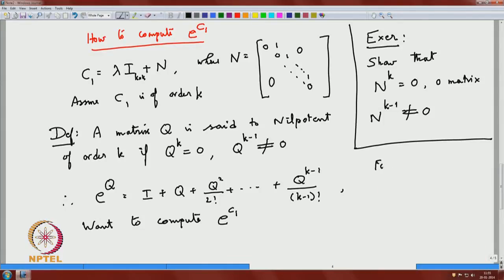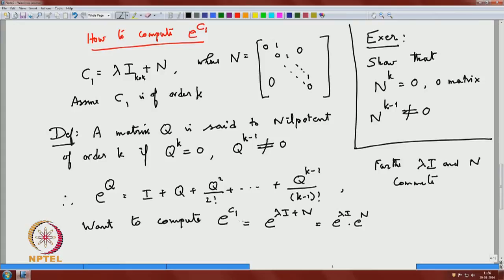Further, lambda I and N commute, this is a trivial fact. That is an important thing. If there is no commutation, you cannot write it this way. So, e power C1 will be e power lambda I plus N. Since these commute, this will be nothing but e power lambda I into e power N. So, you have immediately e power N, and for e power N, you already have the formula. Okay.